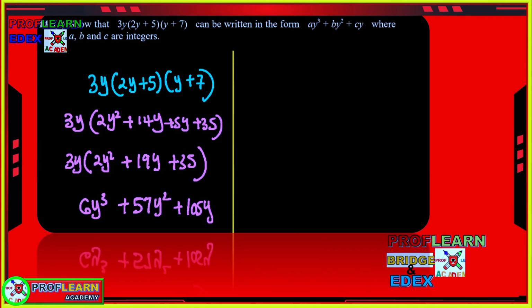We are going to move to question number 14, whereby you are told to show that 3y(2y + 5)(y + 7) can be written in the form ay cubed plus by squared plus cy, where a, b, and c are integers. Which means that you are expanding the bracket. So I started by expanding what I have here, then I multiplied everything by 3y, and that translated to 6y cubed plus 57y squared plus 105y.